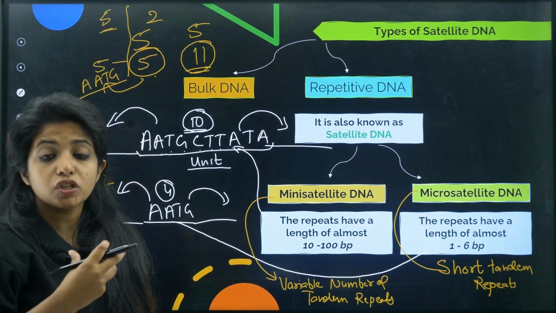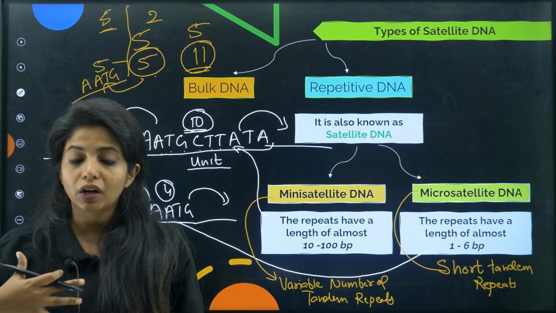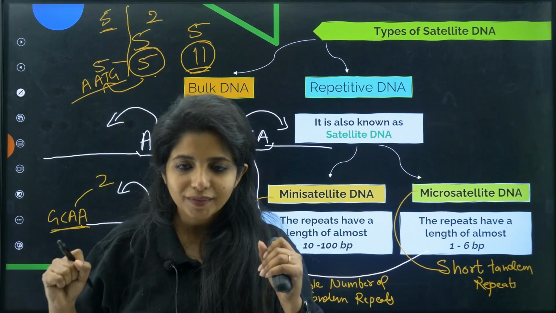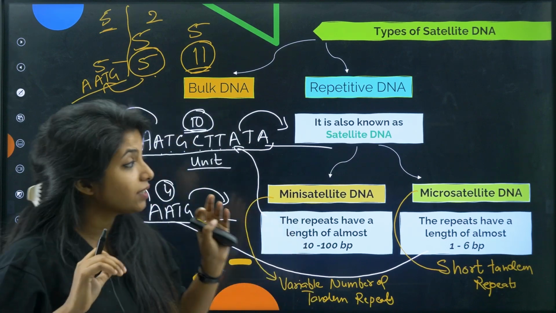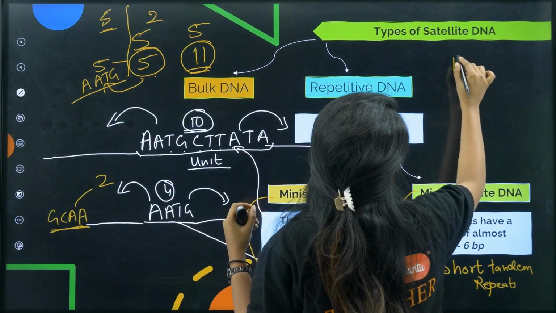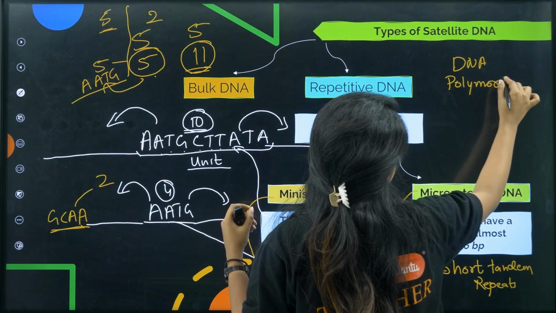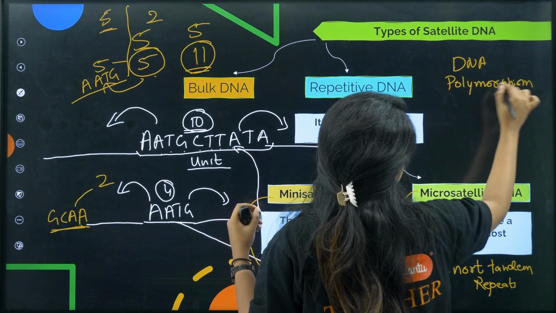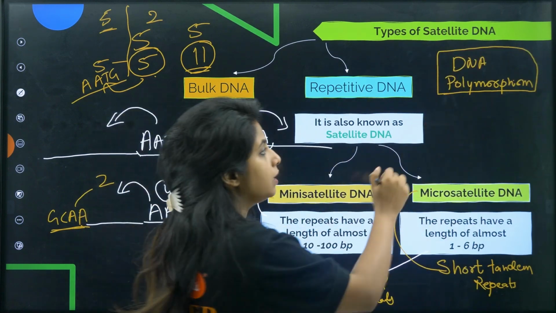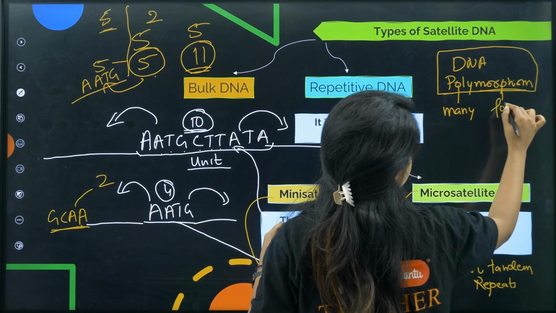So everyone has a unique number of repeats and we do not share it with someone else. We all have different numbers of repeats. Fine. And this is an example of DNA polymorphism. Poly as in many, and morphism as in forms.